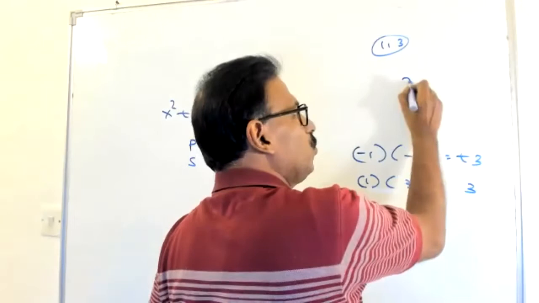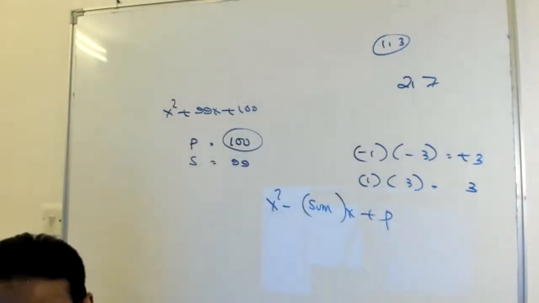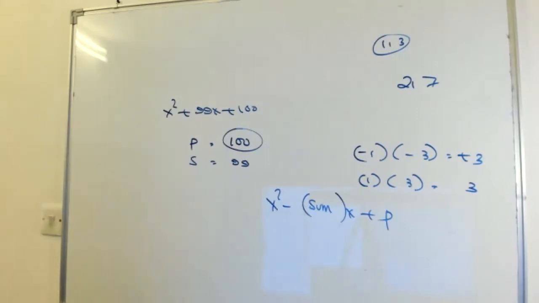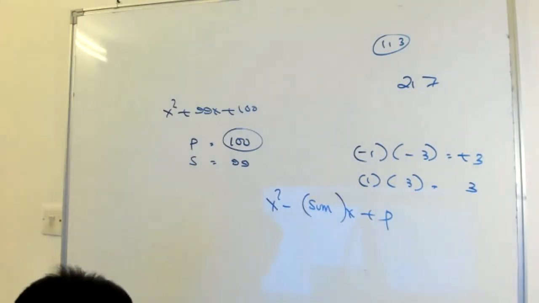Suppose the zeros are 2 and 7. What is the polynomial? Farzana, can you answer? If the zeros are 2 and 7.